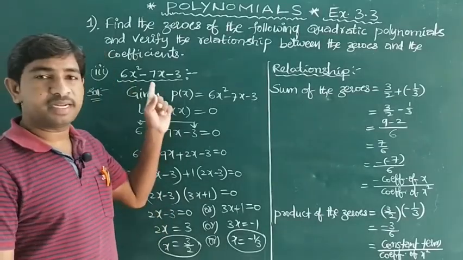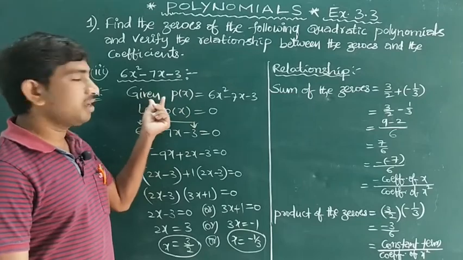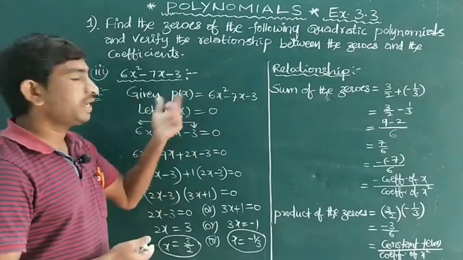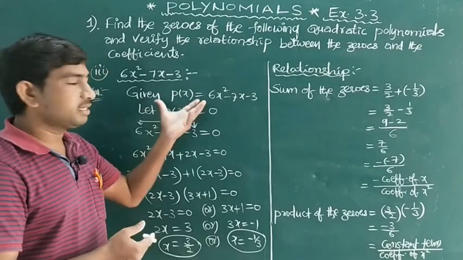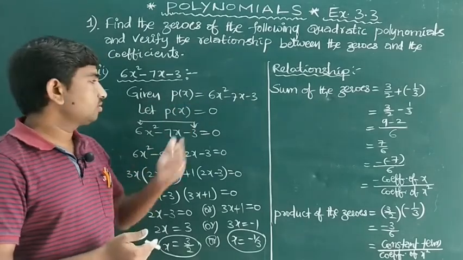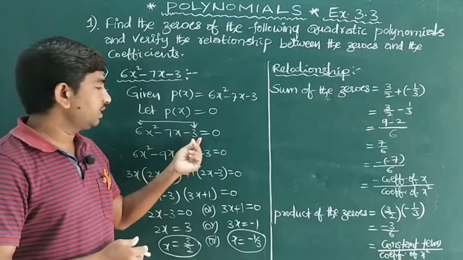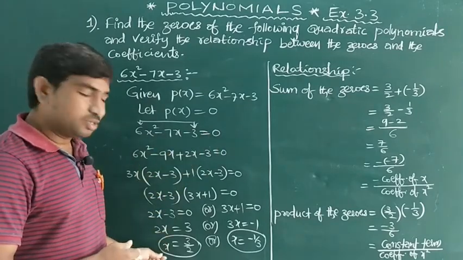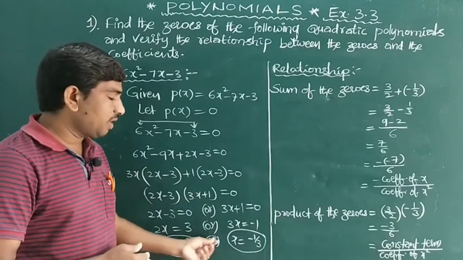So 6x square minus 7x minus 3. Given polynomial p of x is equal to 6x square minus 7x minus 3. To find the zeros of this polynomial, we have to consider p of x equal to 0. So 6x square minus 7x minus 3 is equal to 0. By factorizing this, we will get the factors, and the zeros are finally x is equal to 3 by 2 or x is equal to minus 1 by 3.